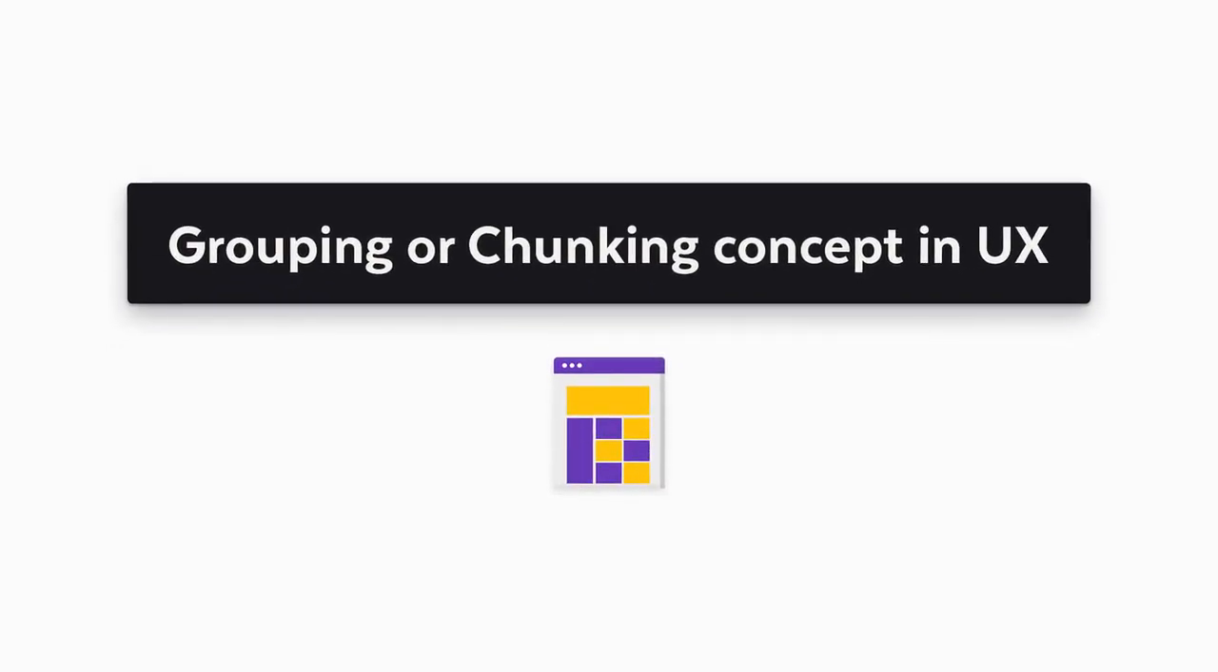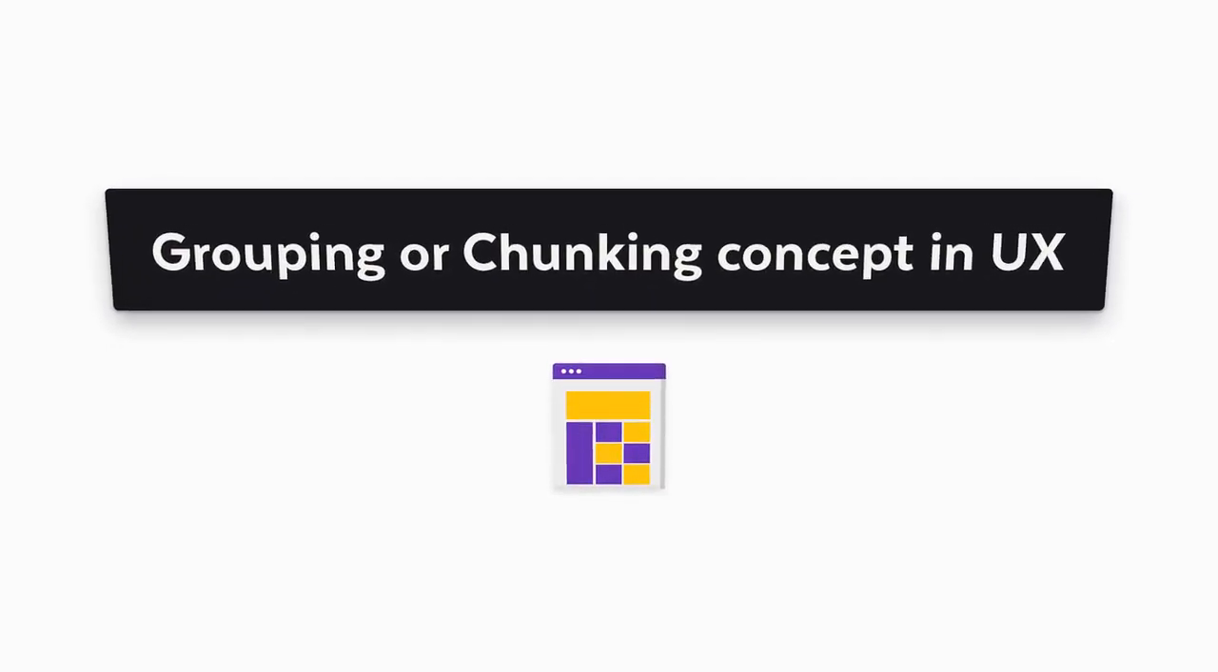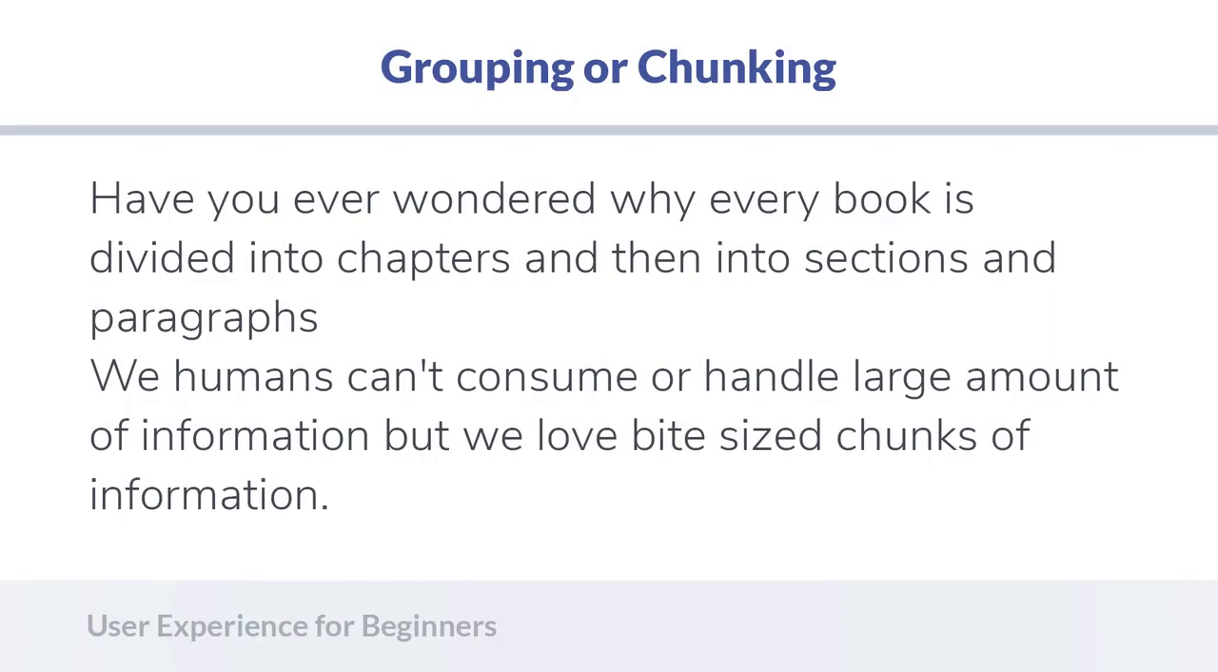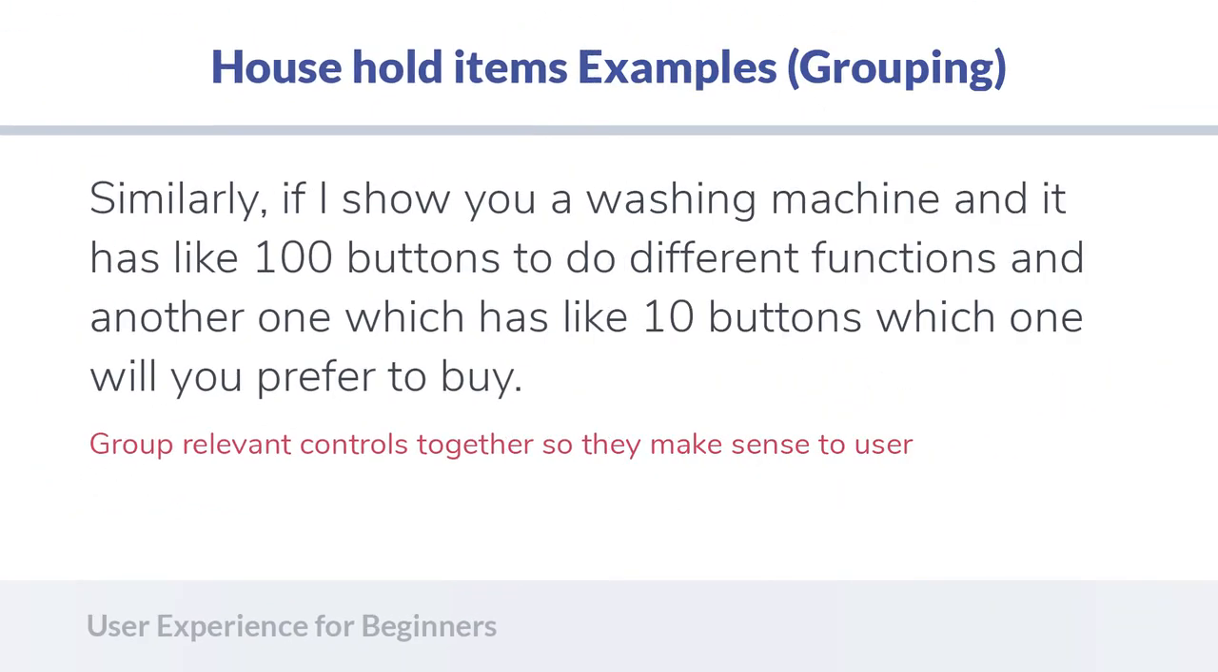You might have read a lot of books, and you ever wondered why they divide each book into different chapters and different sections, different paragraphs, using different headings, so they are easier to scan. Human minds can easily consume that information and easily understand it. We humans cannot process a lot of information at once, but we love bite-sized chunks of information.